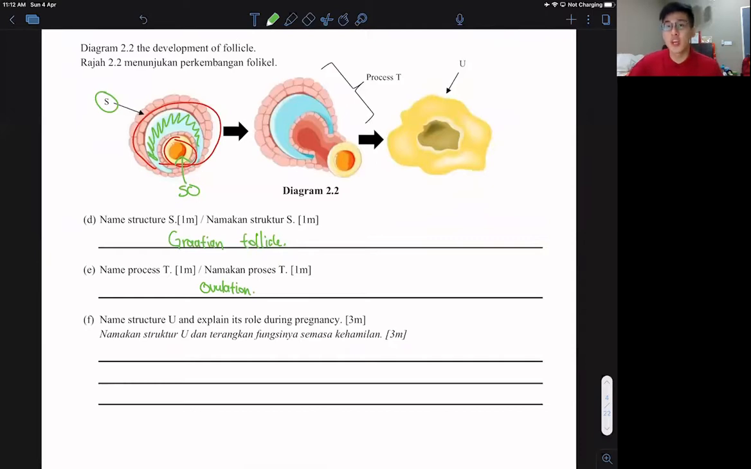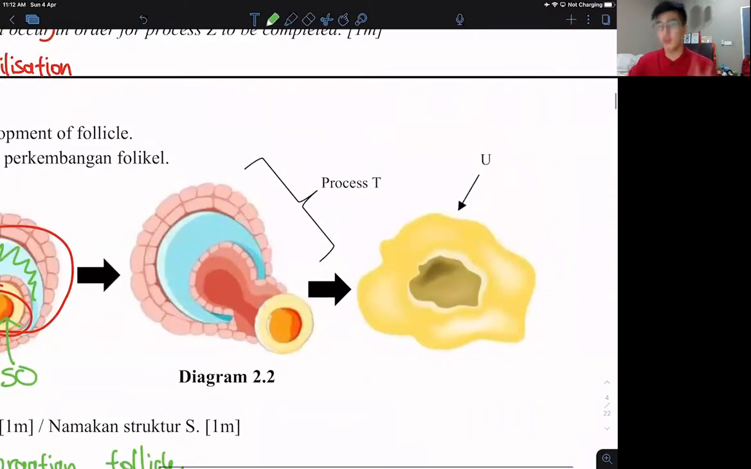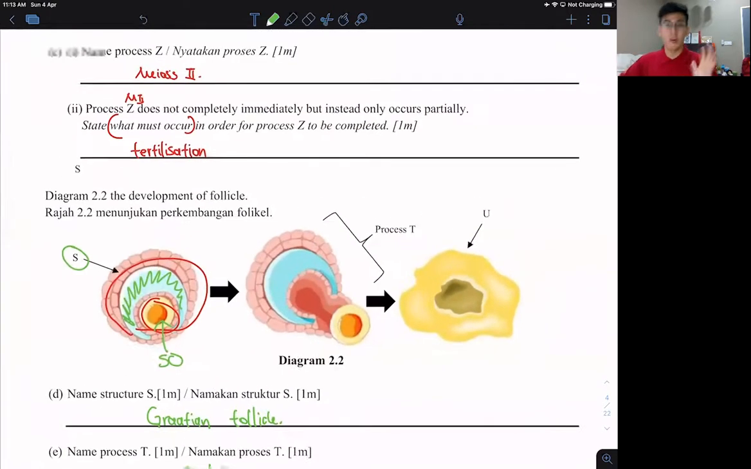So for the name, we actually just now already know its name, which is, remember, the Graafian follicle eventually becomes what? So remember I told you the Graafian follicle becomes something called, yes, a corpus luteum. But for the function, now we're going to go through. So far, okay?